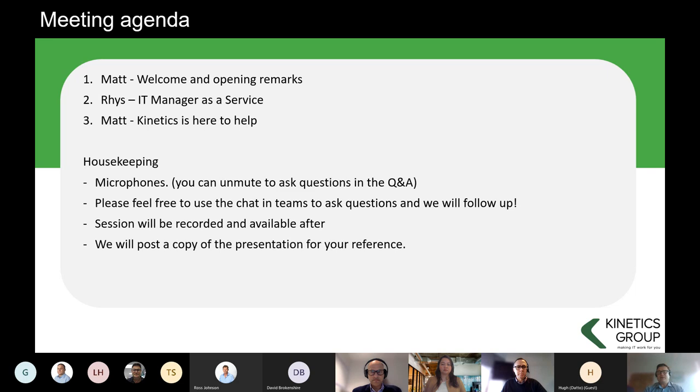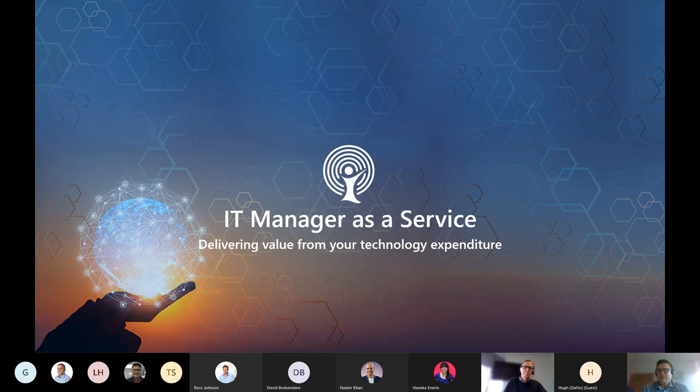So before we kick off, you're probably thinking, well, how does IT Manager as a Service apply to me? Well, it's got multiple different usages. We've got clients out there who have their own IT manager on board, and they have their own IT staff. But IT Manager as a Service can be brought in for those big rocks that you have to achieve, to help you achieve those strategic goals that perhaps the BAU running of IT in your existing business isn't able to achieve.